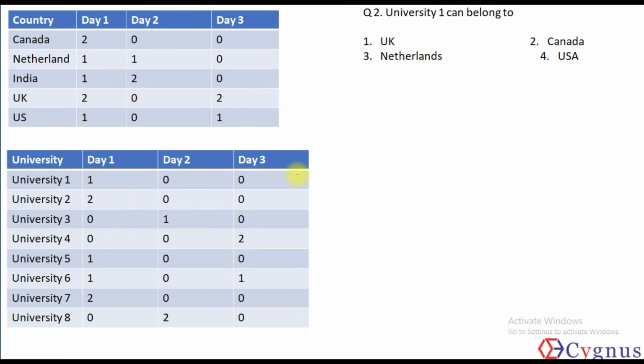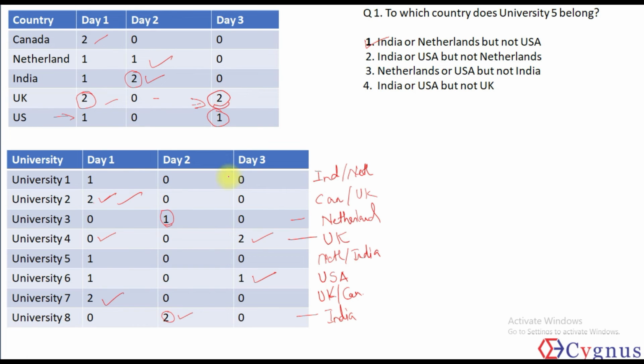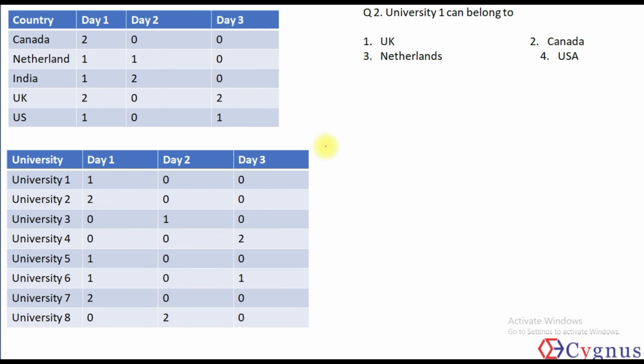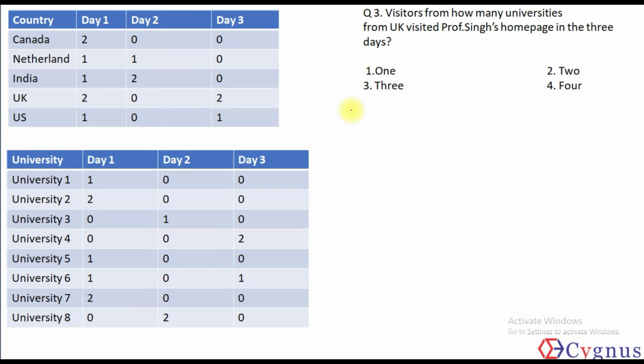Let's look at the next question. University 1 can belong to. If you look at the solution here, University 1 can belong to either India or Netherlands. Now among the options, India or Netherlands, there is only one option, that is Netherlands. So University 1 can belong to Netherlands. So my answer becomes which option? 3. Okay. Let's look at the third question.